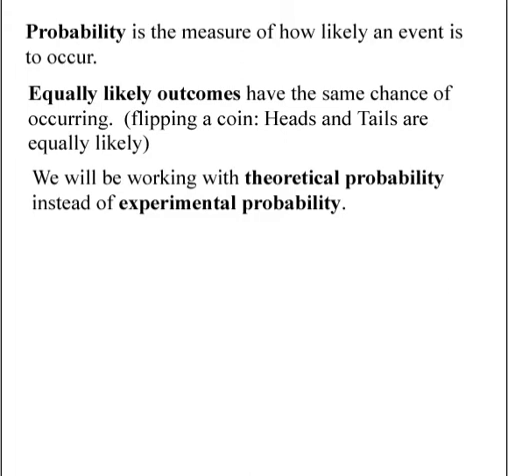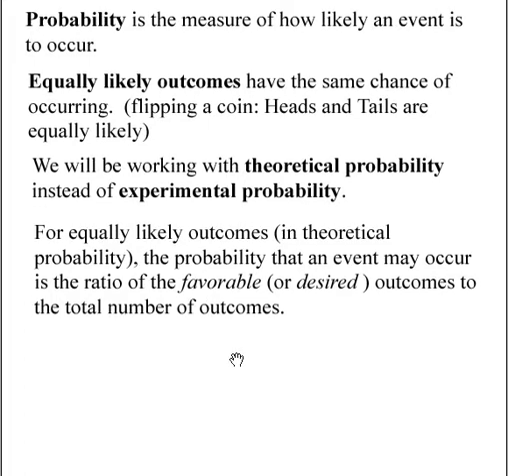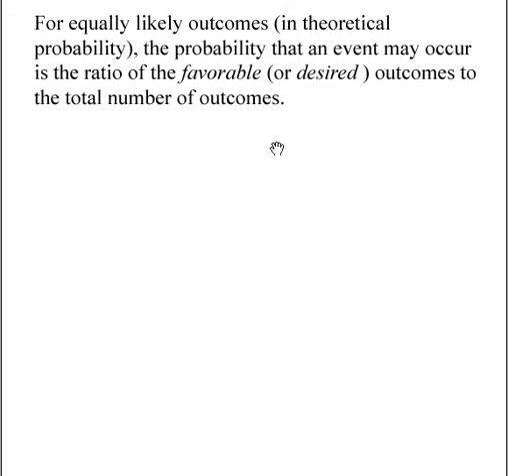Experimental, you would flip the coin and determine, yes, it came out heads, yes, it came out tails, and you do it enough times that in theory we would get the same number of heads as we would get the same number of tails. So in this case, for equally likely outcomes using theoretical probability, the probability that any event may occur is a ratio. So remember, ratio is another way to say we're going to have some kind of fraction, perhaps. And it's the favorable or desired outcomes, so what you want to happen, over the total number of outcomes.